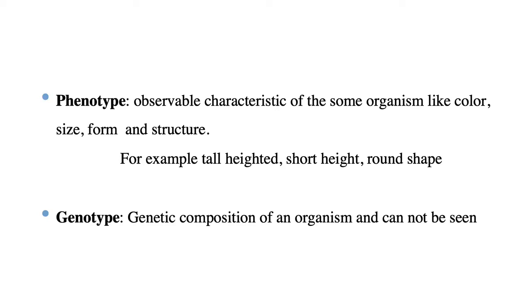The phenotype can be in the shape of tall plants or short plants, or if you talk about seeds, the seeds can be round or wrinkled. And if you talk about the genotype, genotype can be explained as the genetic composition of an organism. But the basic difference between genotype and phenotype is that the genotype cannot be seen visually with the naked eye.